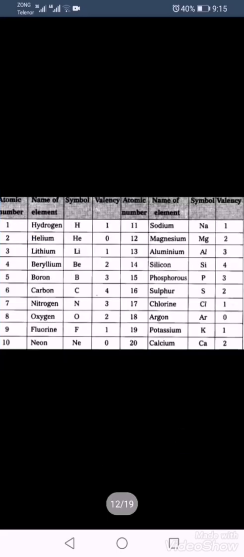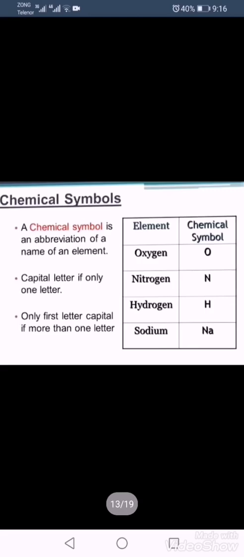There are different symbols used for different elements. The first one is hydrogen, that is H. H is in capital form. For helium there are two letters: the first is capital H and the second is e, so He. Then lithium, beryllium, boron, carbon, nitrogen, oxygen, fluorine, etc. Oxygen, nitrogen, and hydrogen contain a single letter for the element.